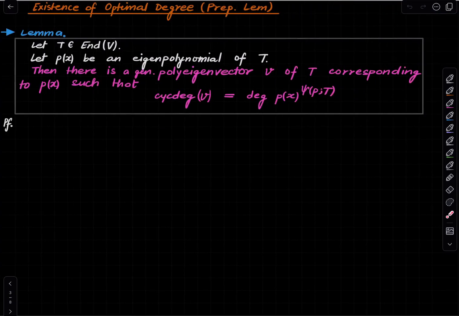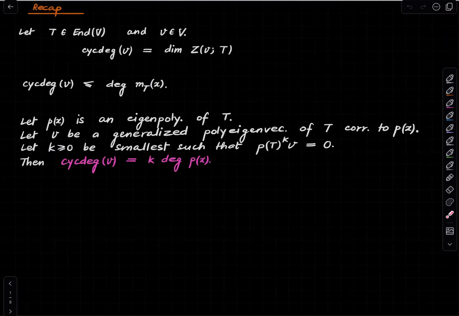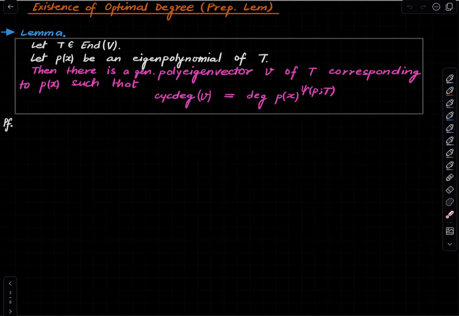So the point of this lecture is to prove the optimality. What do I mean by that? It was mentioned in the previous lecture as a remark that the cyclic degree of any vector in the vector space cannot be more than the degree of the minimal polynomial of the endomorphism in question. In this lecture, we'll show the existence of a vector which achieves the equality there. So here, we will show that there is a vector v where this becomes an equality. So that's the point of this lecture. And we have a small lemma before we do the proof of the main result.